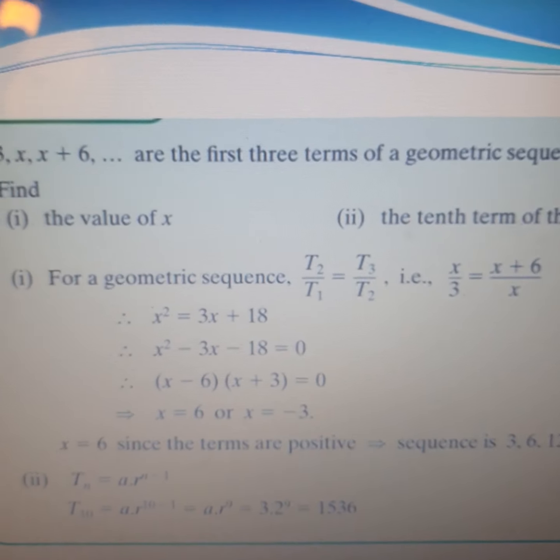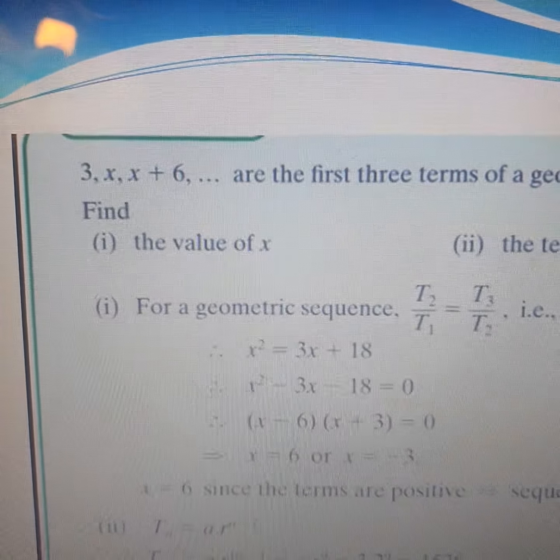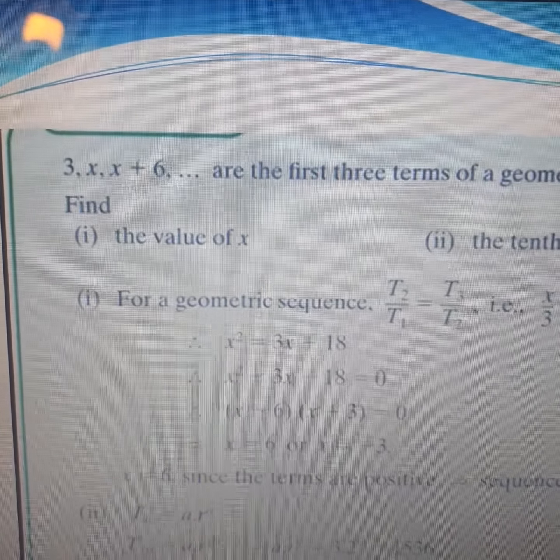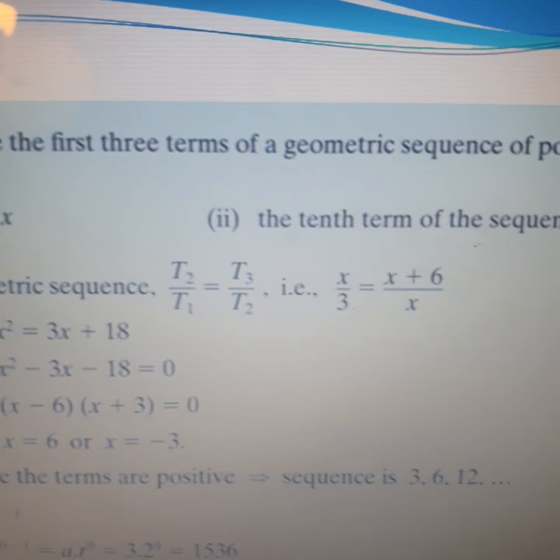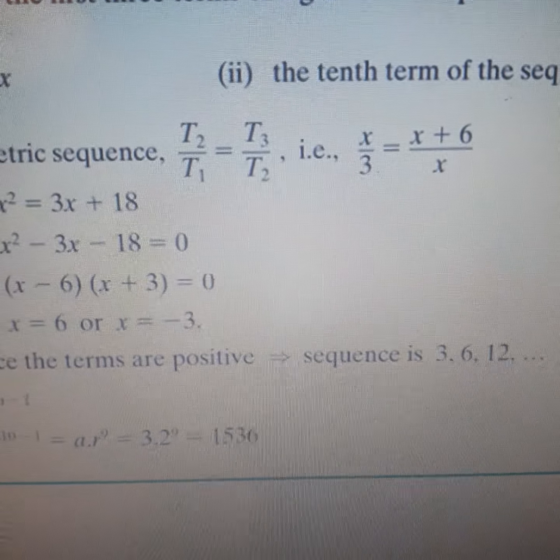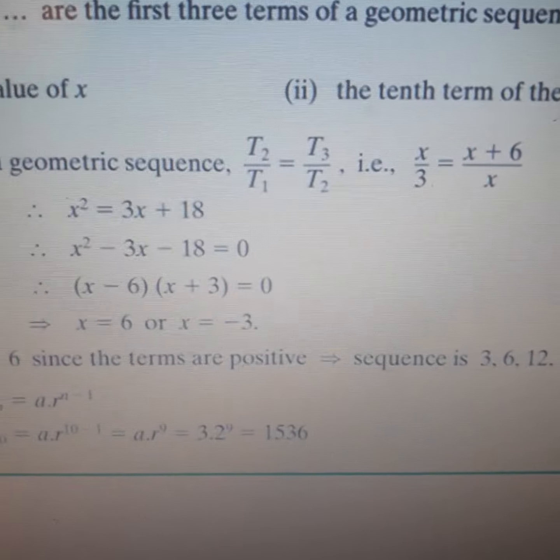1,536. So that basically means if we were to list out all the terms of this particular geometric sequence, the 10th term would be 1,536 because we're multiplying by 2 every time.